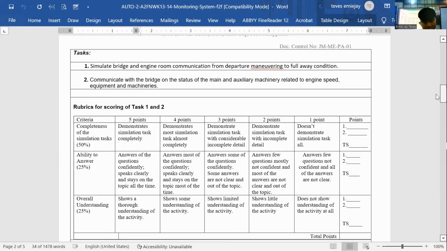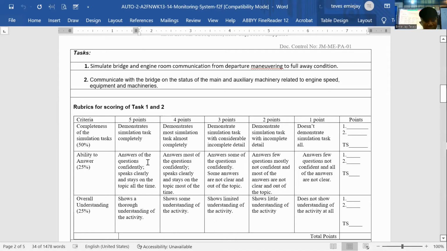For demonstration of the simulation task, 5 points. If you have performed it correctly and completely, you will be given 5 points for task 1. Say for example, you simulated the bridge and engine room communication from departure maneuvering to full away condition, you will be given 5 points here. And then for number 2, communicate with the bridge on the status of the main and auxiliary machinery related to speed, equipment, and machinery. You will be given 5 points if all are completely executed.